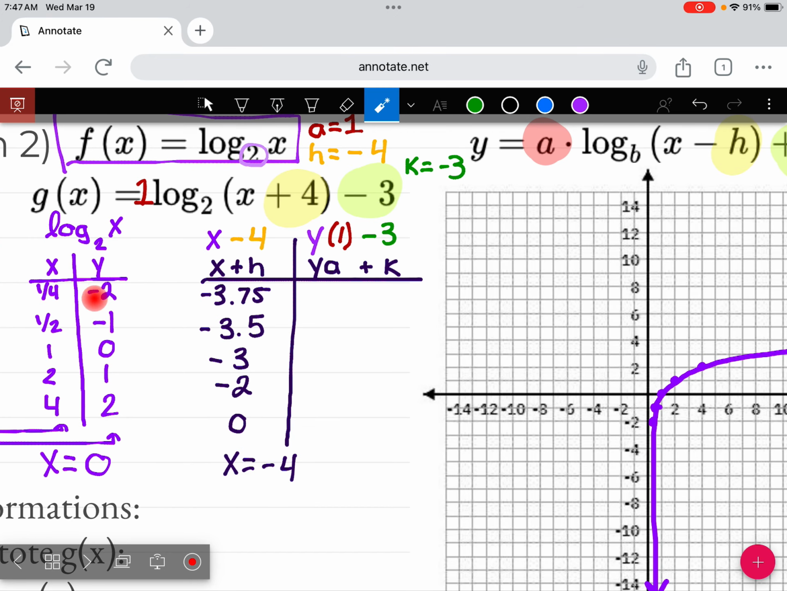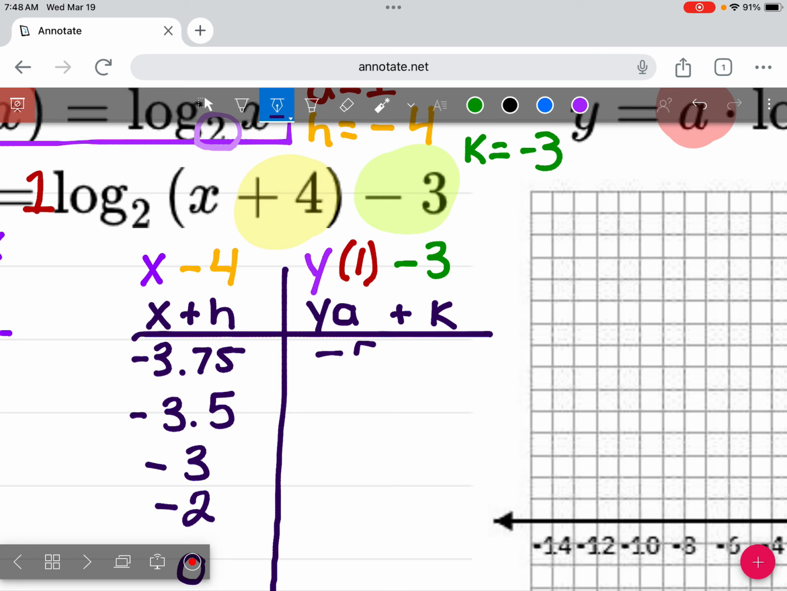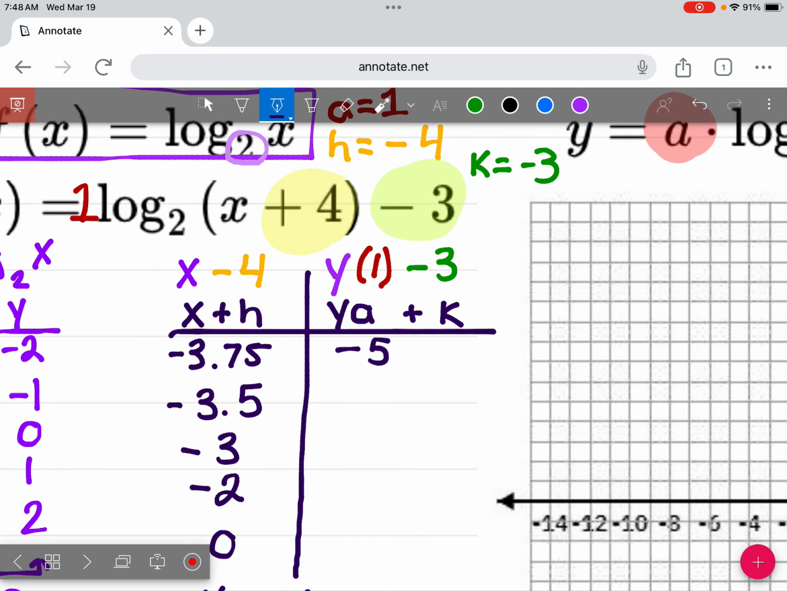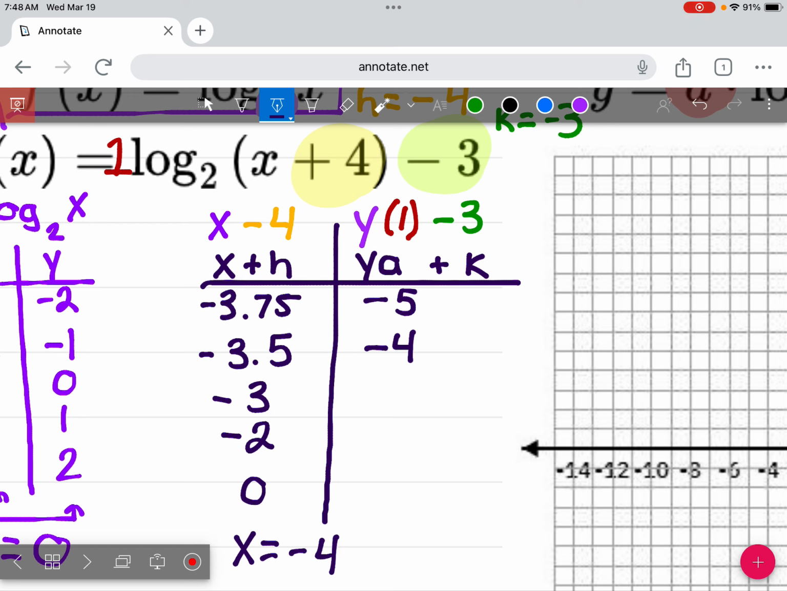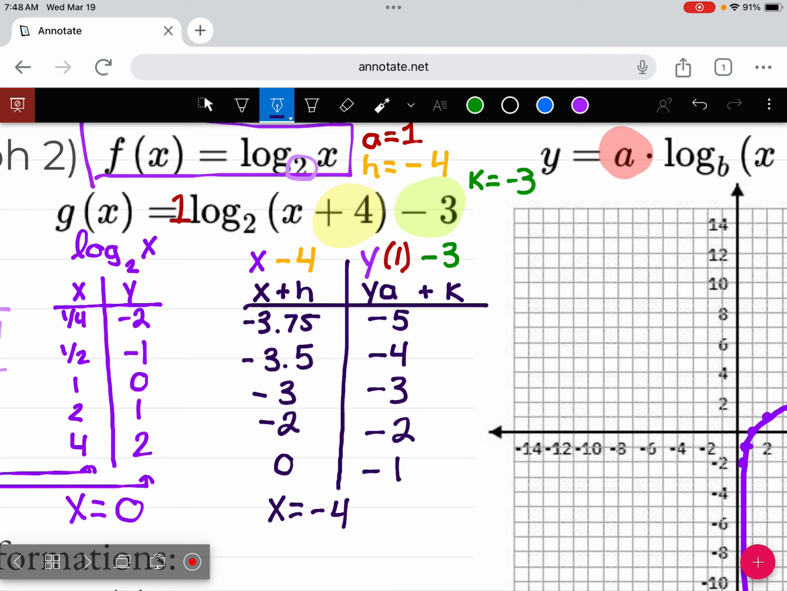For our y's, we're going to do the very same thing. I'm going to take my -2 times the 1, which is still -2, and then -3, which is going to give me a -5. I'm going to take my -1 times 1 and then -3, which gives us a -4. The 0 times 1 minus 3 gives us a -3. Then we have a -2. Then we have a -1.